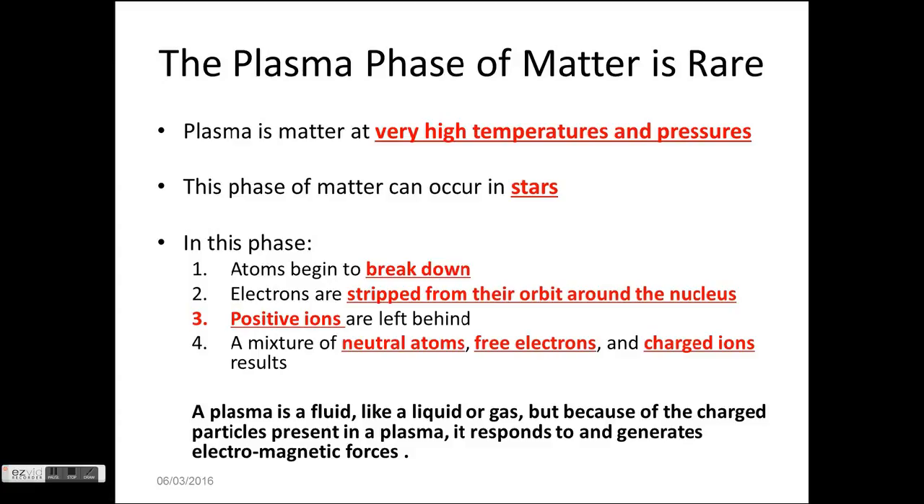You see it a lot in stars, like our sun is full of plasma, and what's actually happening is the atoms are being broken down, and they're being pulled from their orbital around the nucleus, which leaves behind only the positive ions. So you get a really weird mixture of these neutral atoms, these free electrons, and charged ions. It's kind of like a fluid, so liquid and gas, where it can flow around, but because of the charged particles, it makes these crazy electromagnetic forces. It's really cool stuff. And you can see some pretty cool videos if you look stuff up on YouTube.